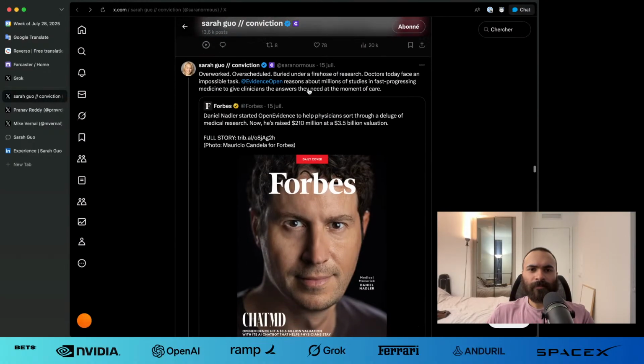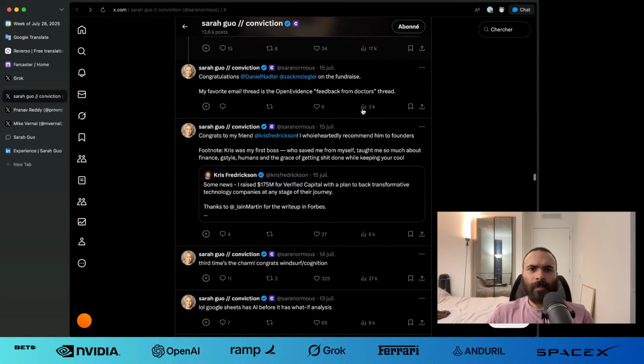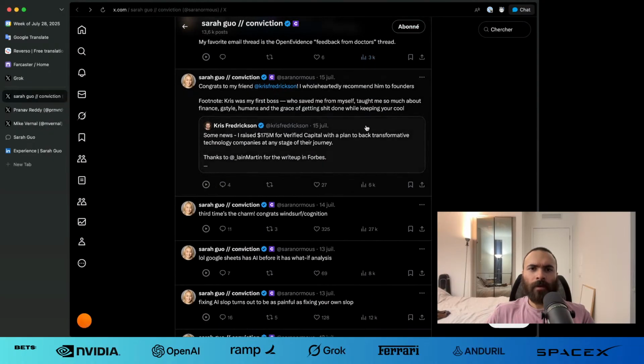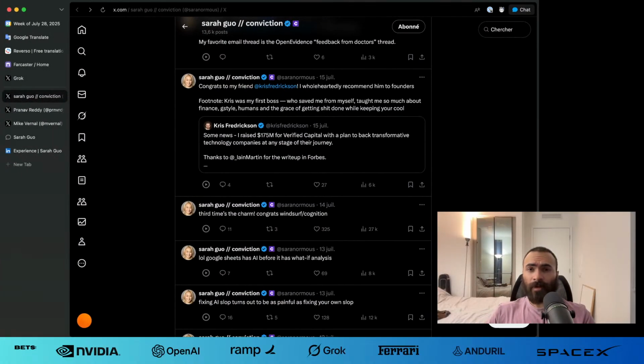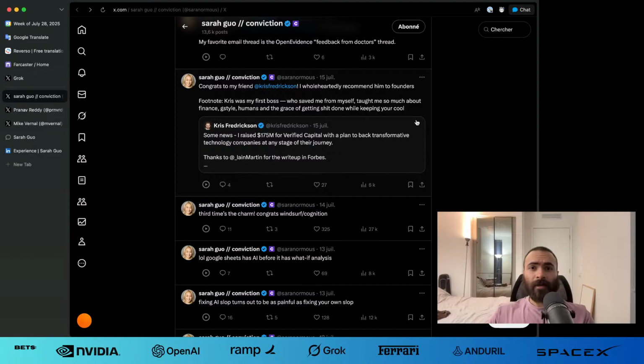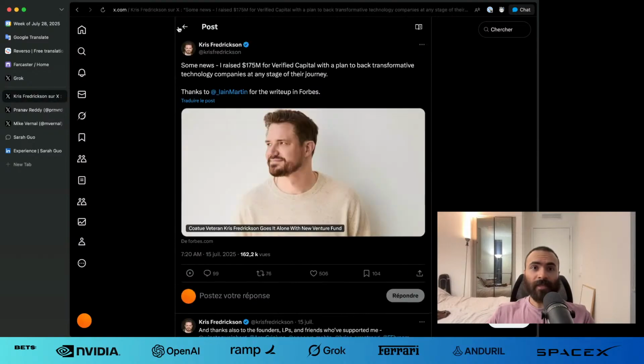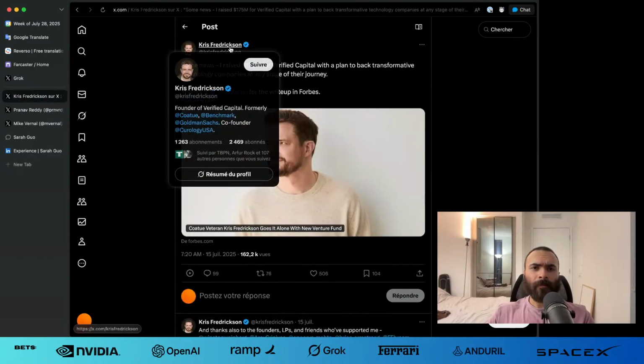Very interesting. This is an interesting one. Raise 175 for Verified Capital with a plan to back transformative technology companies at any stage of the journey. Any stage of the journey. Nobody's specializing anymore. If you are someone with a network, if you have experience, if you can raise money, you will raise money and then you go all out.